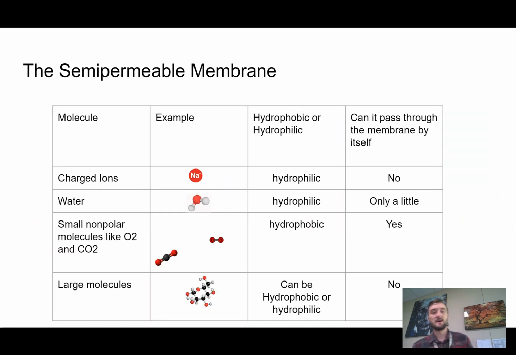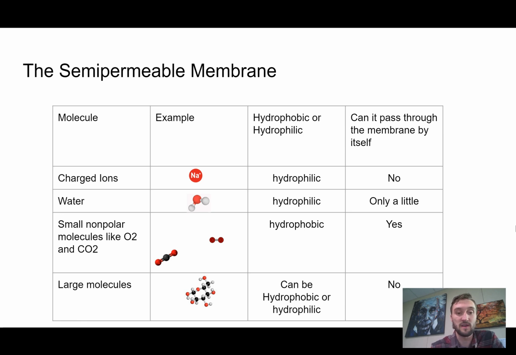We've got a table here that's going to show a very basic overview of how things can go through the membrane. Over here we've got charged ions. An example of that would be sodium, a sodium ion. This is considered a hydrophilic molecule. That means that it likes the water. It's attracted to water. And it is not able to pass right through the membrane by itself. It would need help from a protein channel or carrier protein.